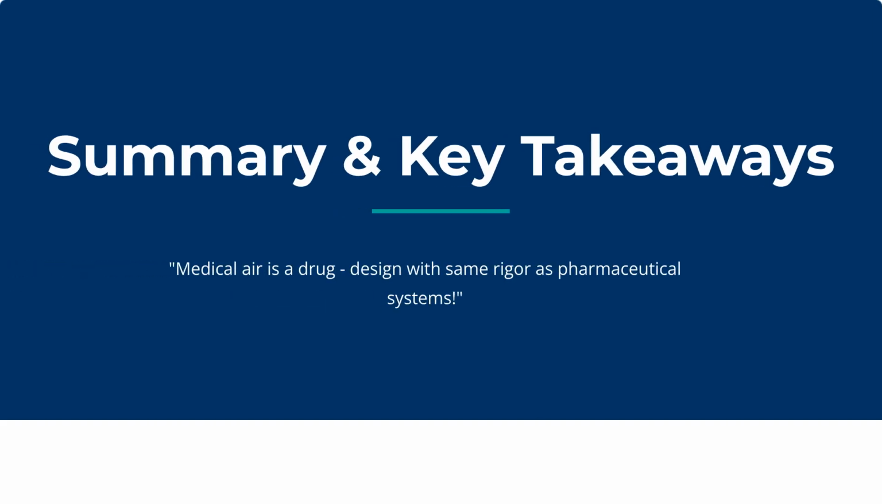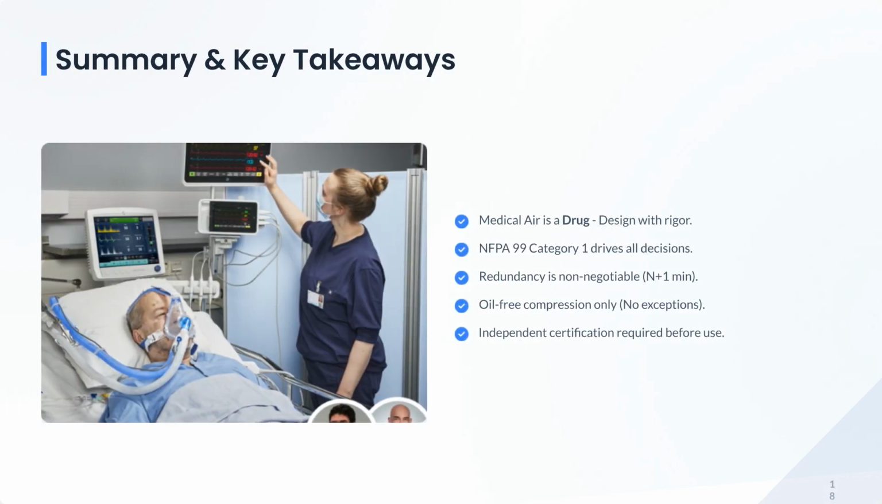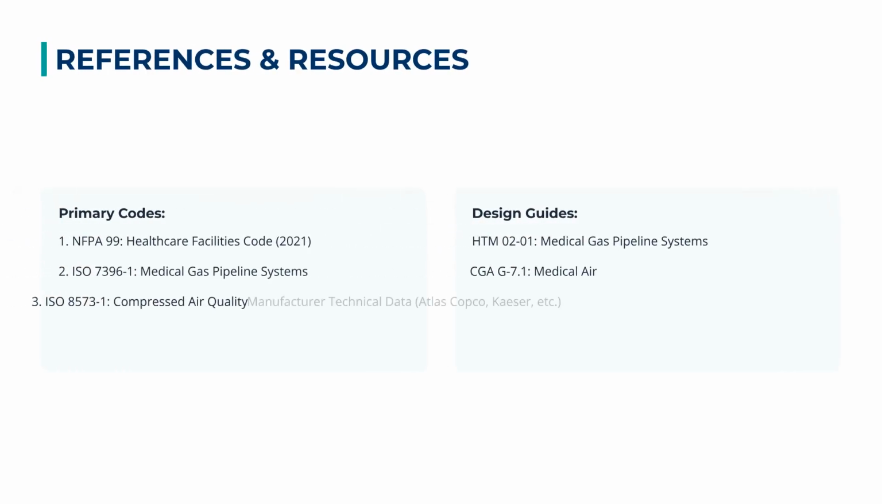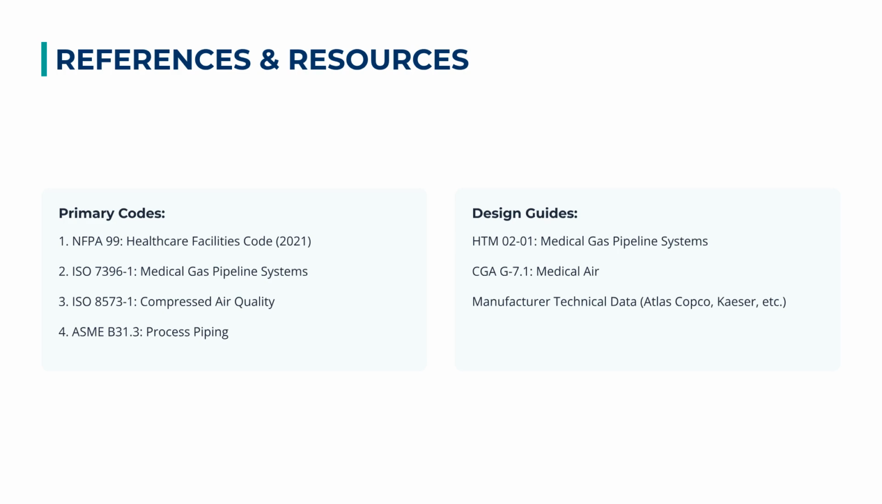In summary, medical air is a drug and must be designed with the same rigor as pharmaceutical systems. Key takeaways emphasize that NFPA 99 Category 1 governs all design decisions. Redundancy is critical, and only oil-free compression is permitted. Independent certification is mandatory before system use. The primary codes and standards include NFPA 99, ISO 7396-1, and ISO 8573-1. Design guides like HTM 02-01 provide additional resources.